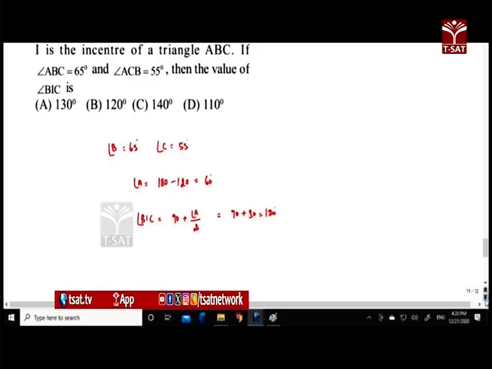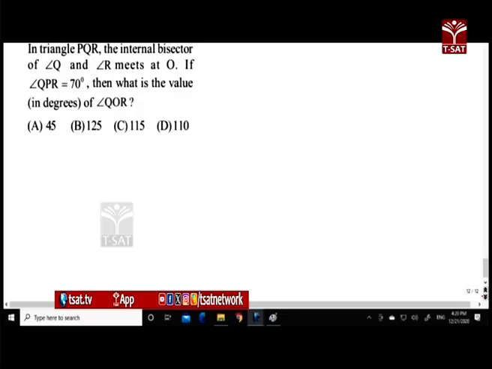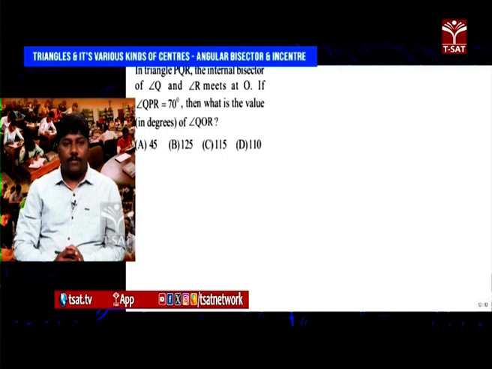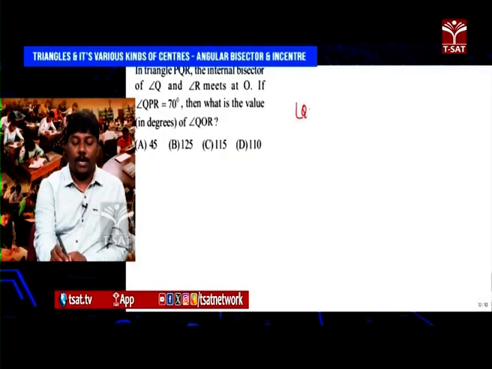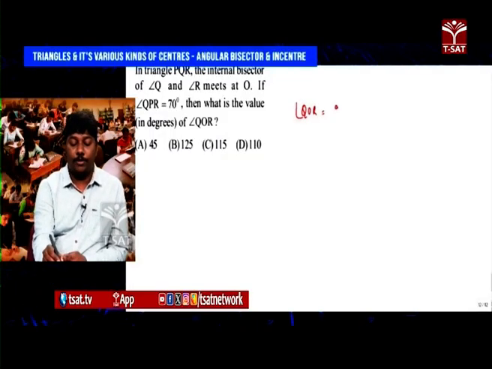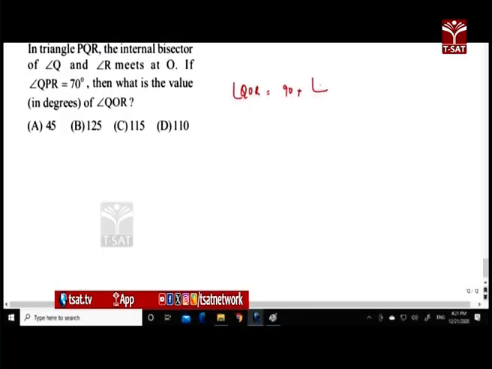Look at the next question. In triangle PQR, the internal bisectors of Q and R meet at O. If angle QPR is equal to 70, then what is the value of QOR? We know when two internal angular bisectors meet, QOR is 90 plus angle P by 2. Instead of P we are taking QPR. So, it is 90 plus 70 by 2, which is 35. 90 plus 35 is 125 degrees.